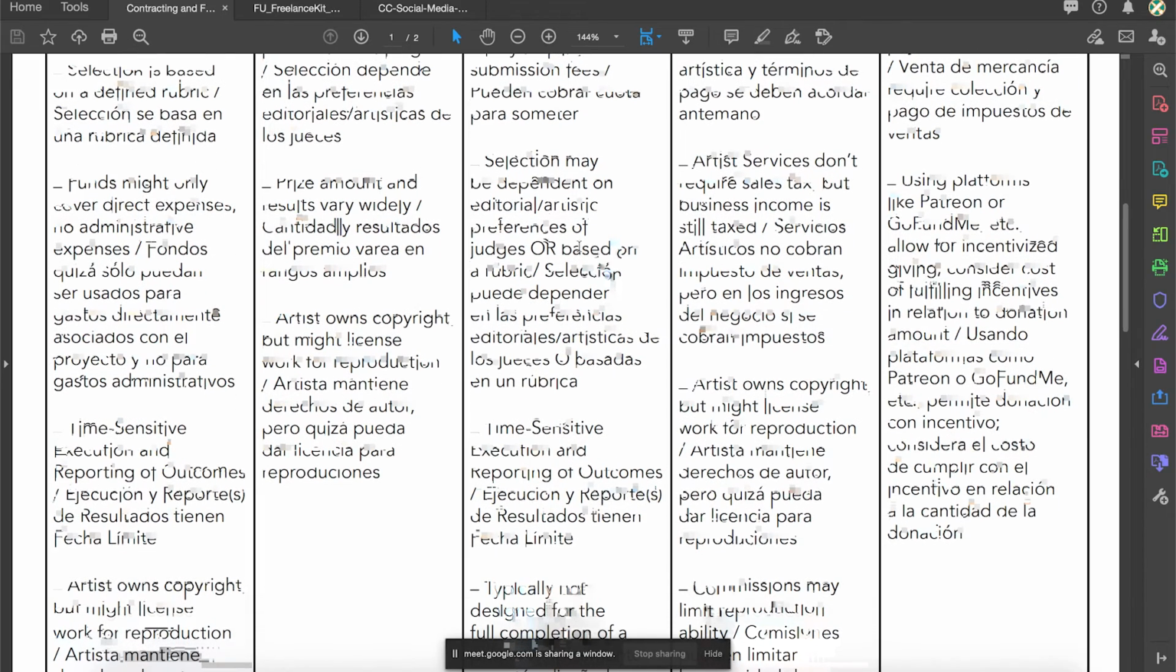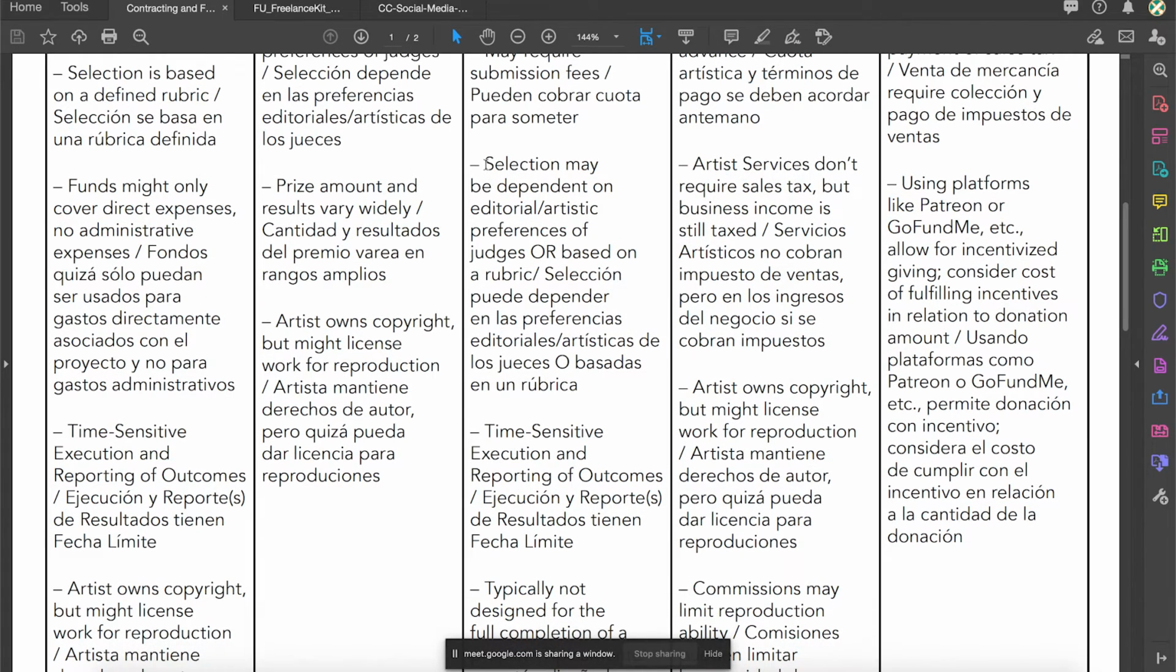This also sometimes will depend, if you're selected, on the art editorial board or the artistic board, that is the selection committee. But sometimes it's also based on a rubric. So that one, again, you just really want to make sure that you read the requirements for applying to this artist residency or a fellowship.